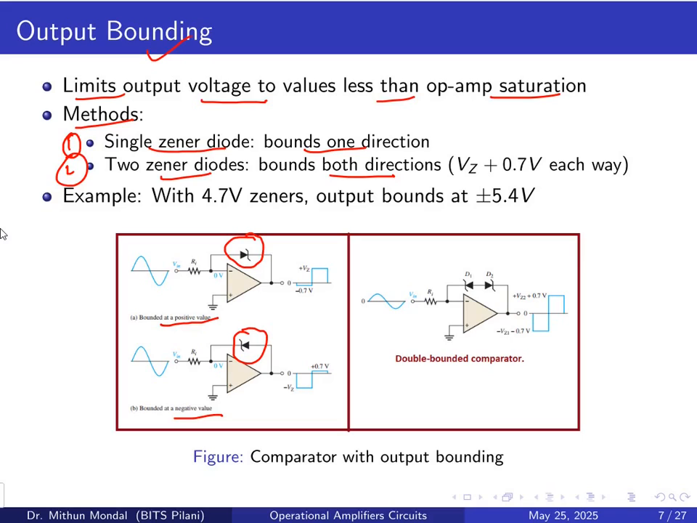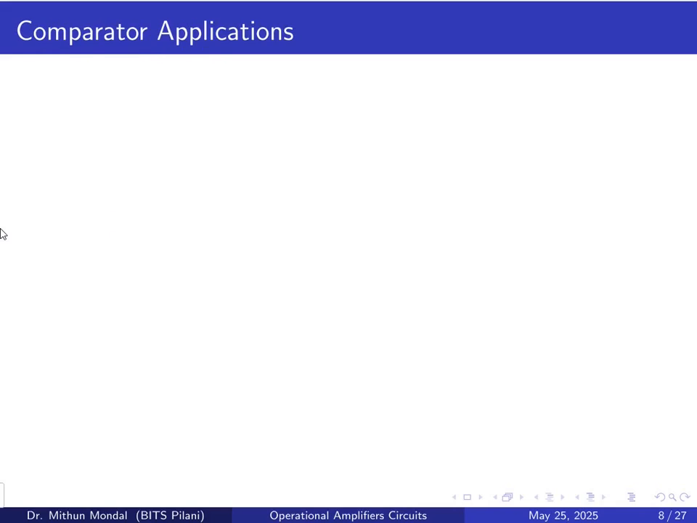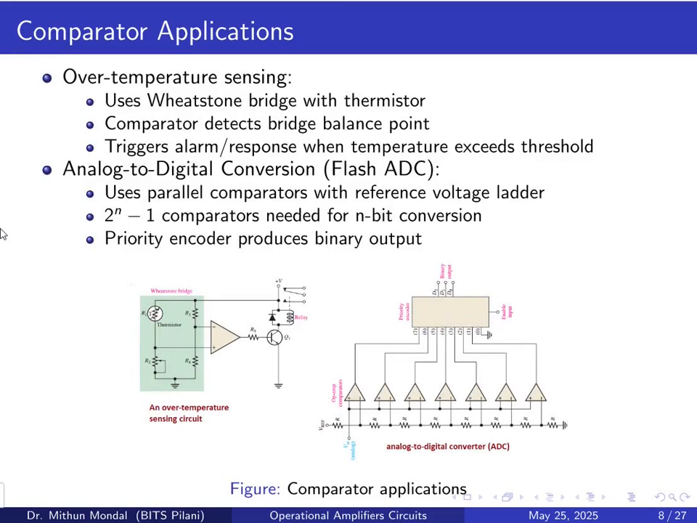The other form of the network is a double bounded comparator, where we have two linear diodes which are connected back to back. Then in that case, we will be getting the output voltage where we need to add the diode breakdown drop of 0.7 volt. So if in the example we take 4.7 volt, then the output will be bounded from plus to minus 5.4 volt. So this is the comparator with output bounding, where the linear diode is connected between the input and the output. The applications of comparators, two special applications we will be talking about.